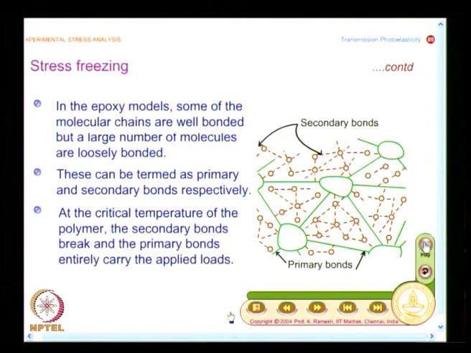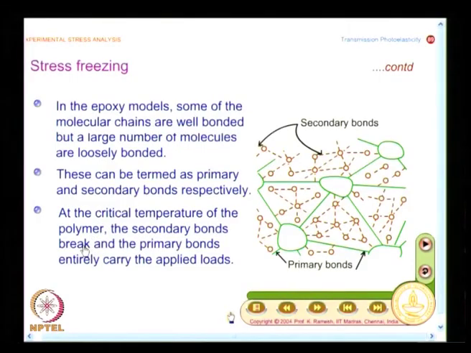and I also raise the temperature, I keep it at what is known as a critical temperature of the polymer. The critical temperature is something like about 110 to 120 degrees, and people also now operate at a lower temperature for various reasons. You do not even have to go up to 120 degrees centigrade, you can also operate at 90 degrees. There are requirements for certain problems, people also operate at slightly lower temperature than this. But what happens at the critical temperature, though it is not visually seen, the secondary bonds break at the critical temperature and the primary bonds entirely carry the applied loads.